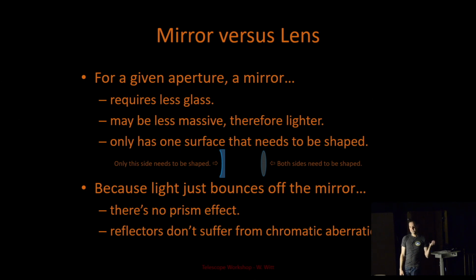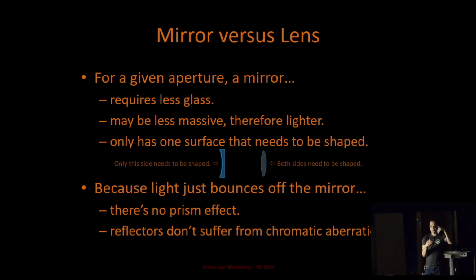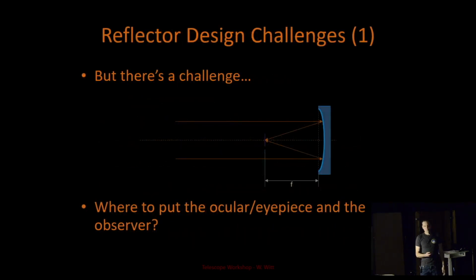And because light is just bouncing off the mirror, it's not going through the lens, changing mediums and having the light rays refracted. There's no prism effect. So reflectors, therefore, do not suffer from chromatic aberration, which is great. We don't want chromatic aberration. But there are still some unique challenges to reflectors. Because the light is focusing back towards the source, the natural question to ask is, where would you put your eyepiece? You can't stand in front of the telescope and block the light from what you're trying to see, so we have to do something different.